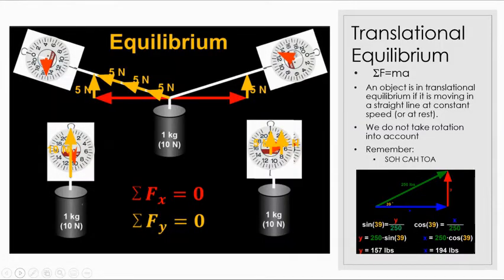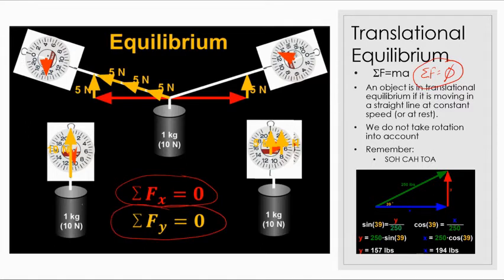When we're talking about translational equilibrium, we are talking about sum of forces equals mass times acceleration, but what ends up happening at equilibrium is that the sum of forces is equal to 0. An object is in translational equilibrium if it is moving in a straight line at constant speed or at rest, meaning that the sum of forces equals 0. It's super important for you to know that translational equilibrium is when the sum of forces equals 0.